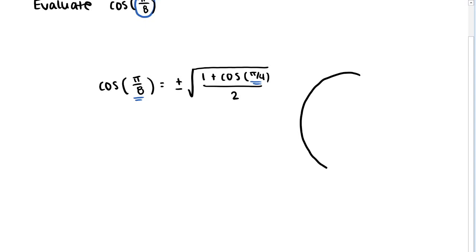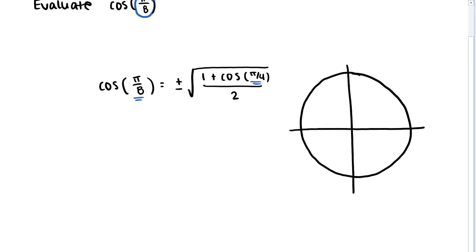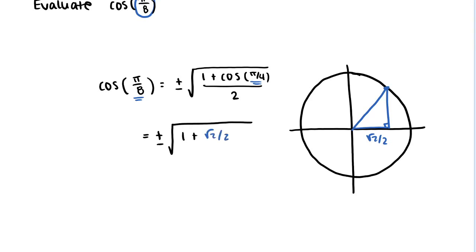And so pi over 4, right, where is that on the unit circle? Well, if I just draw my unit circle here, pi over 4 is that 45-degree angle. And cosine of pi over 4, that's the x-coordinate on that unit circle. And that's the square root of 2 over 2. So here, this is equal to plus or minus the square root of 1 plus the square root of 2 over 2, and this is all divided by 2.